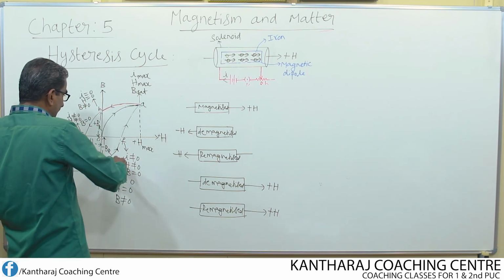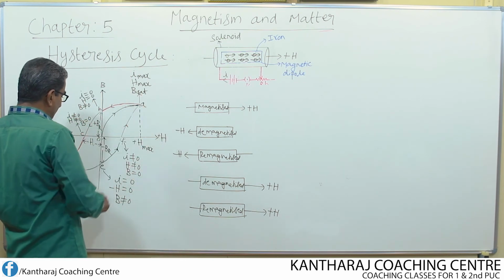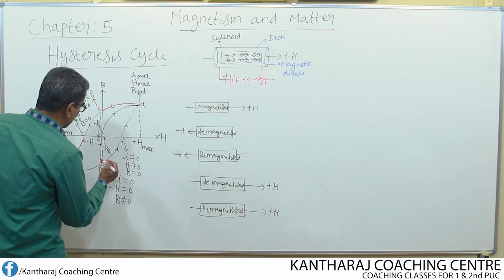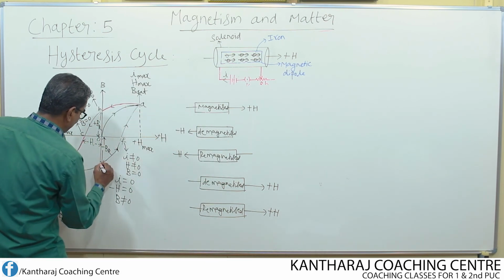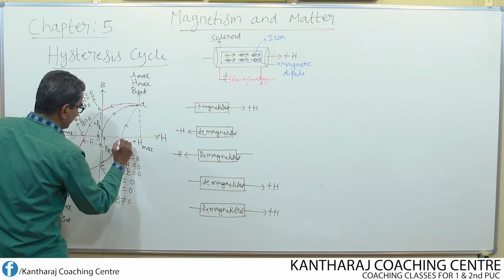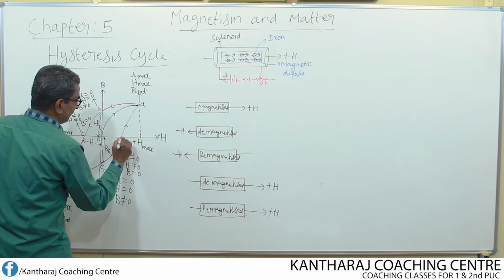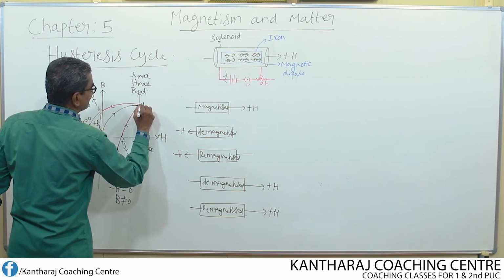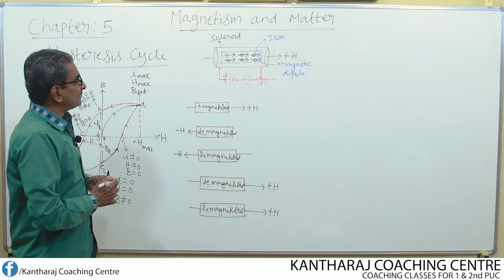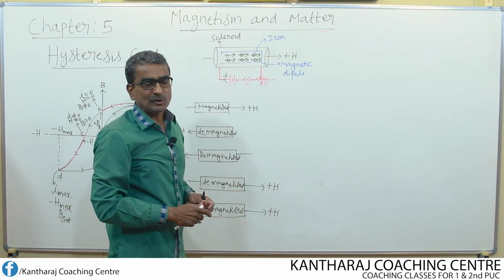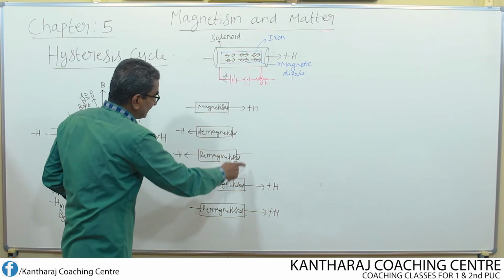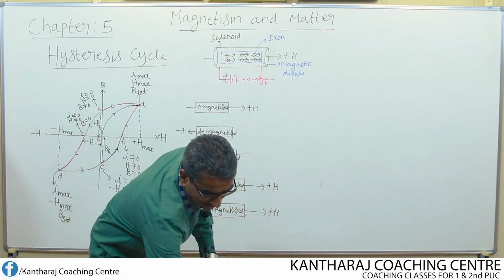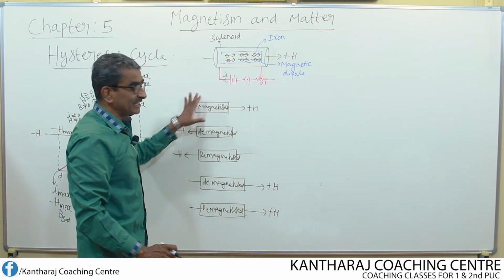So, right from here to here, this operation can be represented by means of the curve. What is that curve? EFA. So, up to here it is demagnetized. Once again it is remagnetized and saturated. That means the specimen is subjected to one cycle of magnetization and demagnetization. So, this is nothing but the hysteresis cycle.